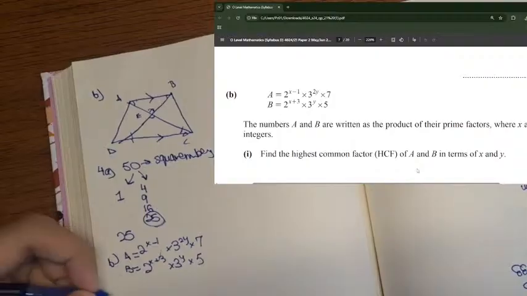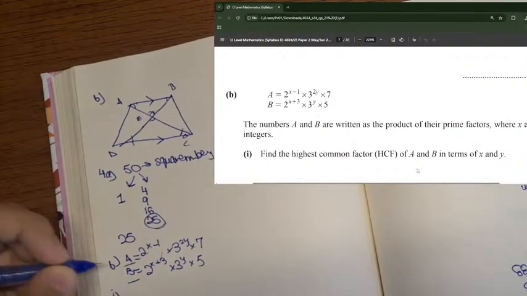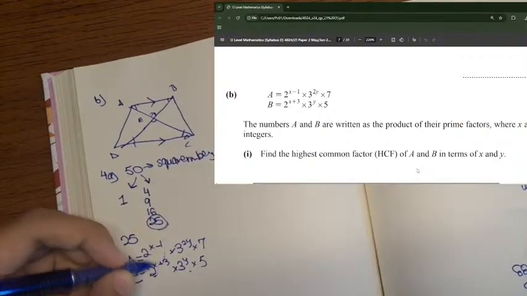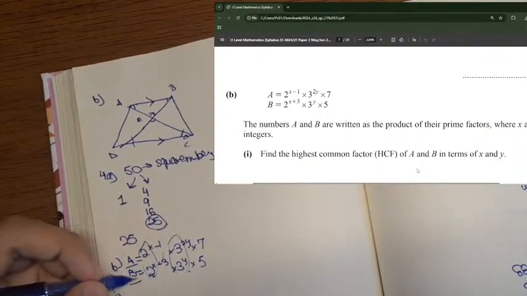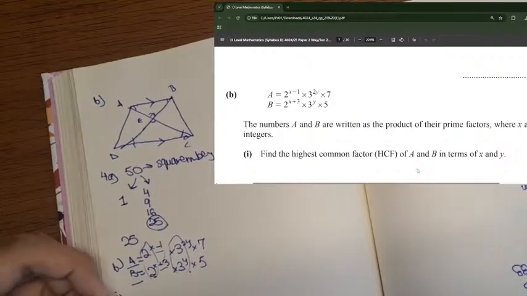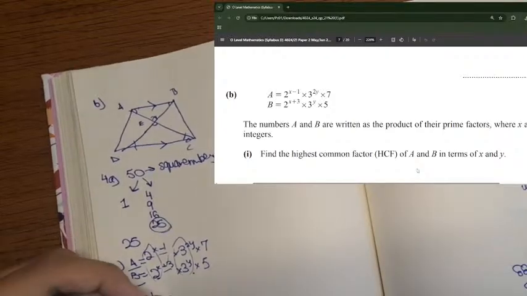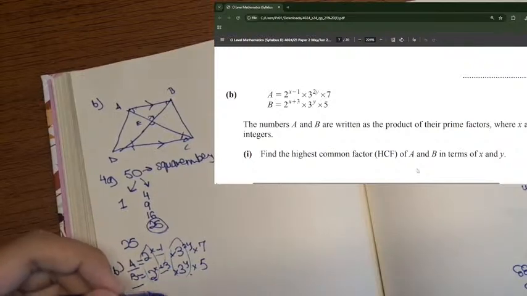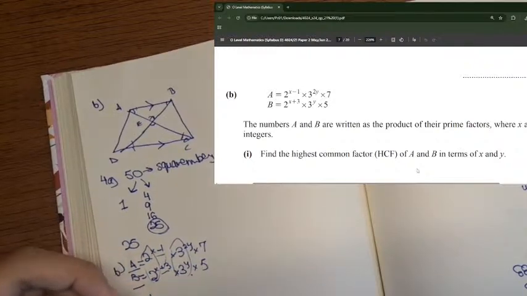So the HCF of any two numbers is basically the lowest common factors that they have. For a and b, they have 2 and 3 in common. So let's just pick out the lowest powers in these. So x plus 3 and x minus 1, obviously x minus 1 is the lowest of these. So 2 to the power of x minus 1 comes first. And then 3 to the power of 2y and 3 to the power of y. Obviously 3 to the power of y is less and it is the lowest of the common factors that they have.